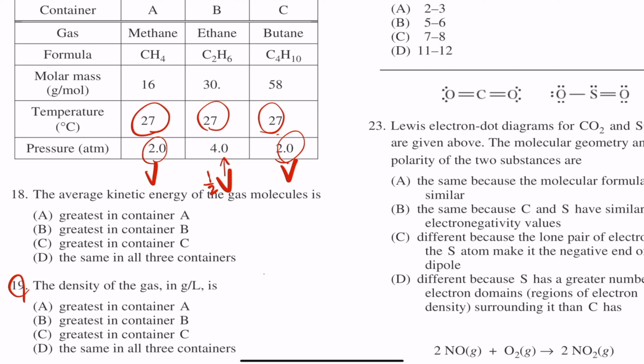So if you think about grams per liter, well, you have to understand that for ethane, this liter is going to be half compared to the other two, so therefore your density is more likely to be doubled.